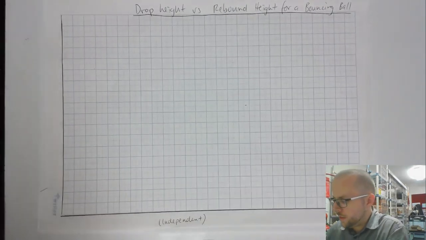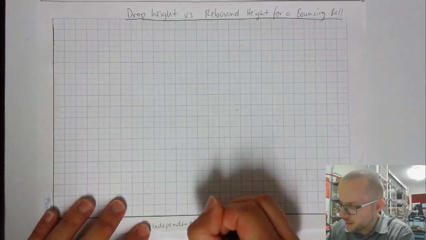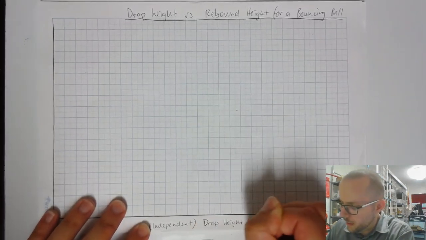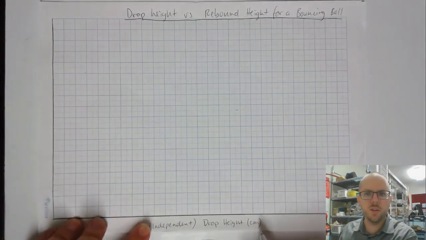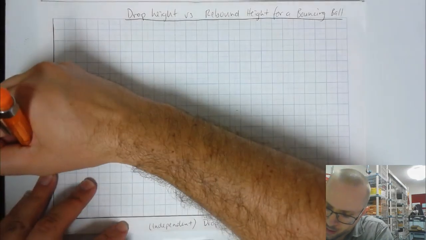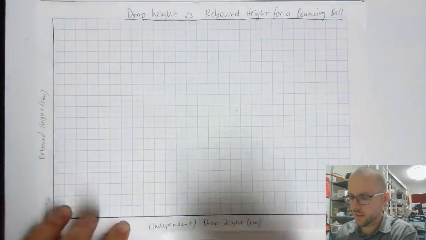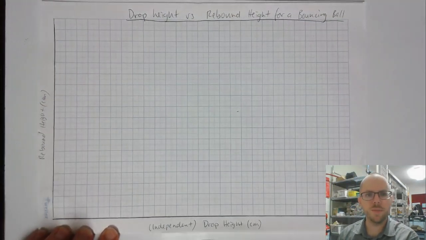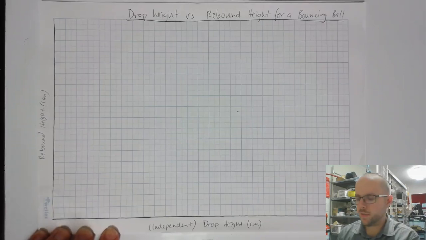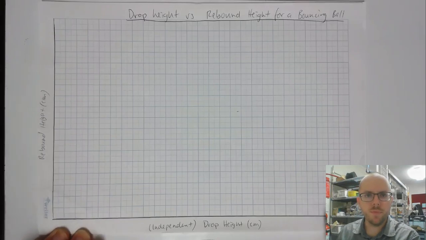My independent variable, the one that I am choosing to change, is the drop height in centimeters. So I've labelled my axis and expressed the units that it's measured in. Up the side, I've got the rebound height, also measured in centimeters in this case. Now I need to establish a number scale that's going to fit the data. I have to make sure that my scale is going to fit the biggest number that I need to fit on each axis.